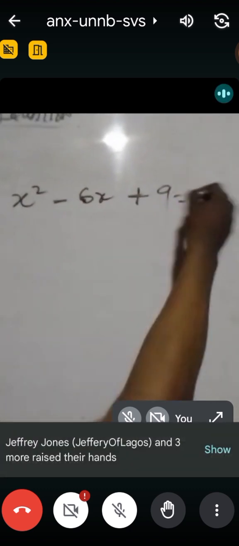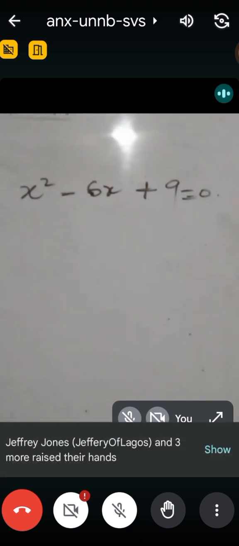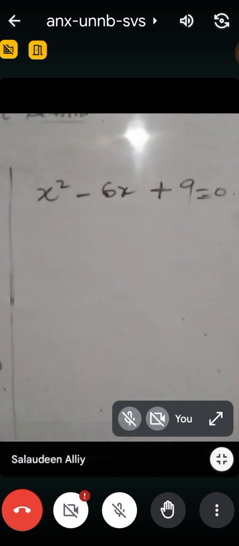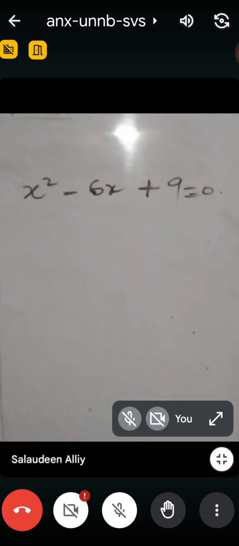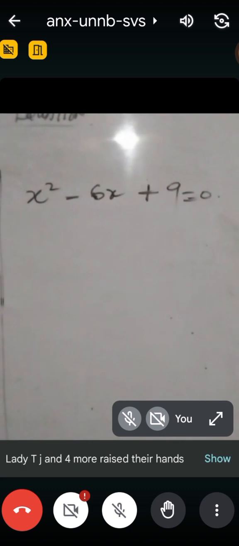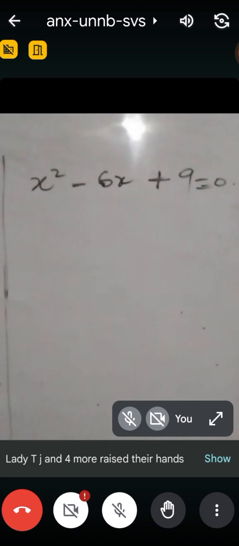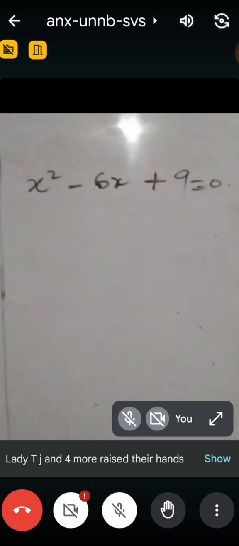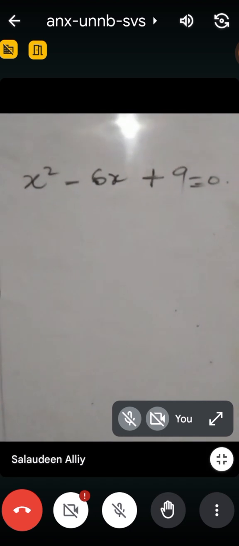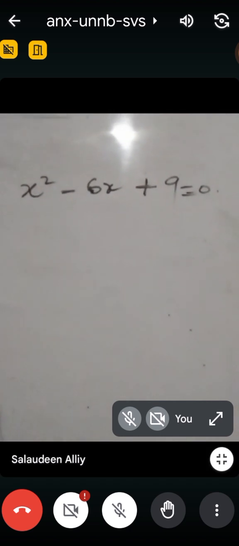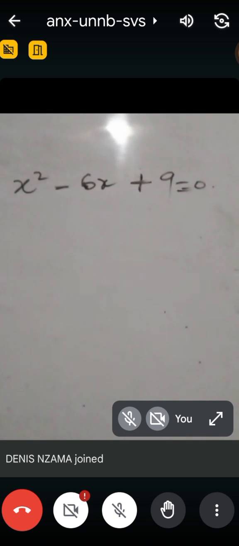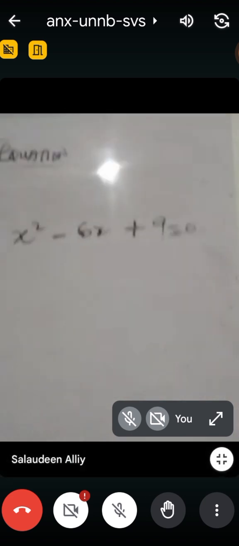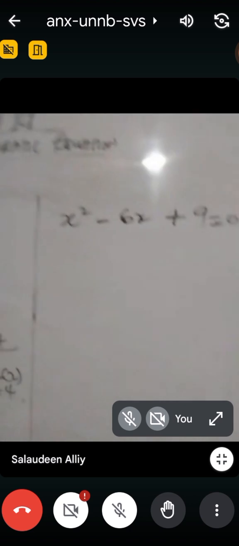Any question? Any observation? Yes. If the number given for b doesn't have a factor that can be added to get it and multiplied to get it, does it mean that factorization will not work for that equation?